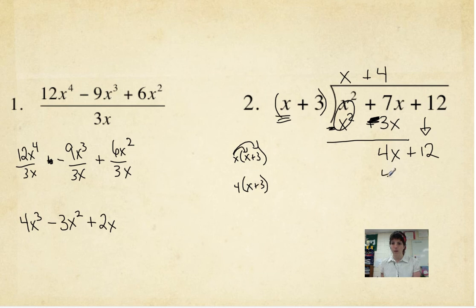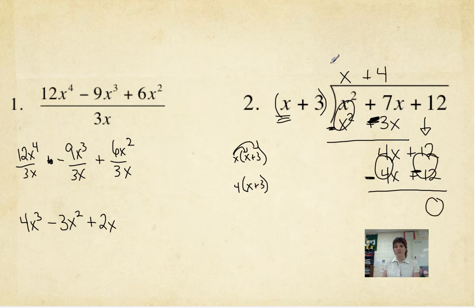So that we get 4x plus 12. And we need to do subtract, subtract. So we'll subtract in the first column and subtract in the second column. And this time we get 0 and 0. So it works out evenly. When we do that division, we get x plus 4.